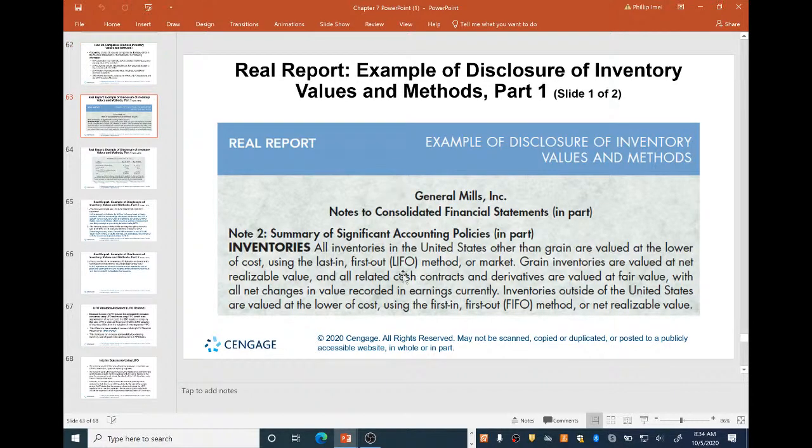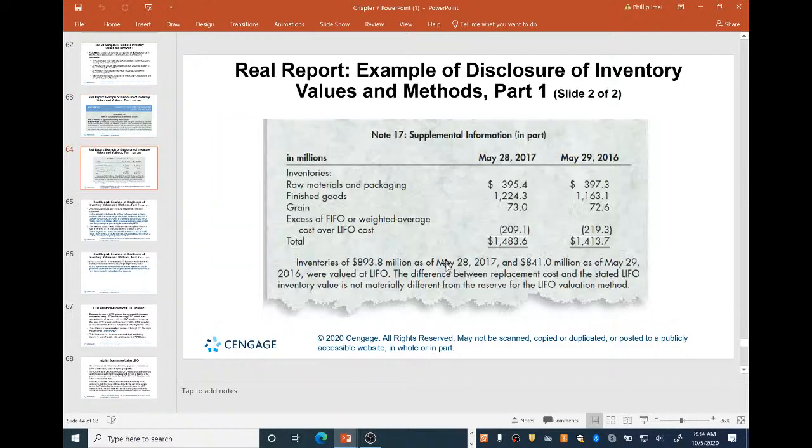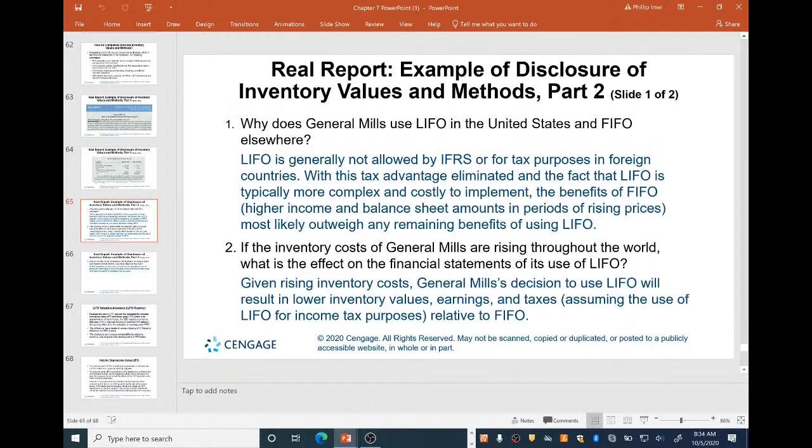Here's just an excerpt of all the disclosures that a company would make, just a little snapshot. And here, for comparative purposes, is just the composition of the inventories: raw materials and packaging, finished goods, grain, excess of FIFO or weighted average cost over LIFO cost, and then total. So we can see here the composition, as it says in the notes.